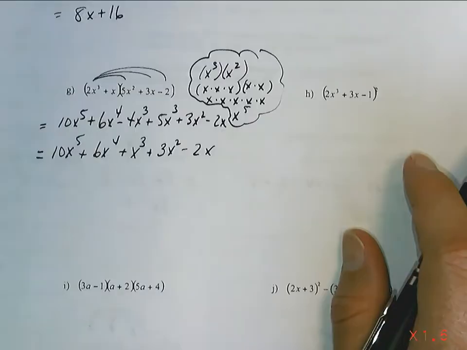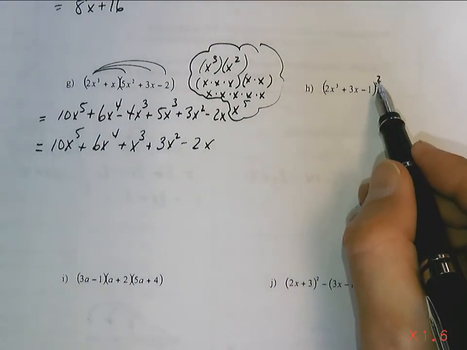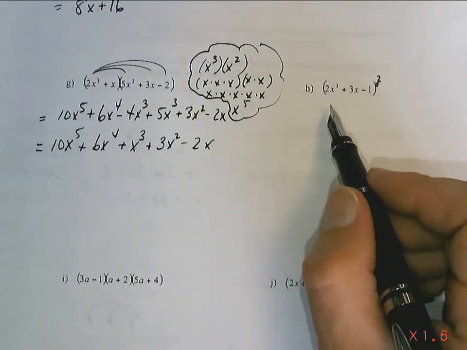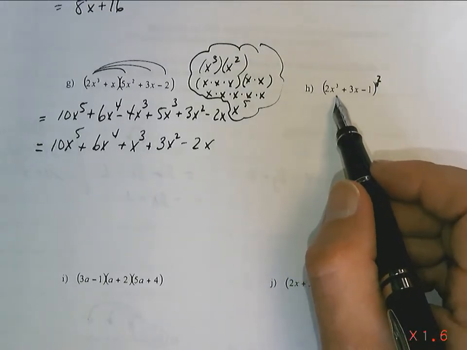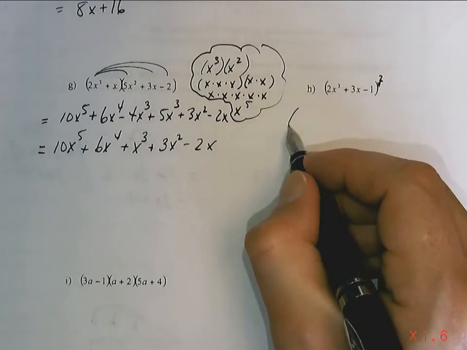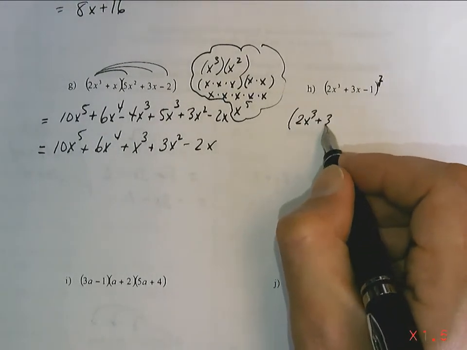Can't see this really well, but there's a little exponent there. Someone yelled at me during class, is there a shortcut for perfect trinomials? I don't think so. Not that I'm aware of. So unfortunately, you are stuck. You're going to do this one.